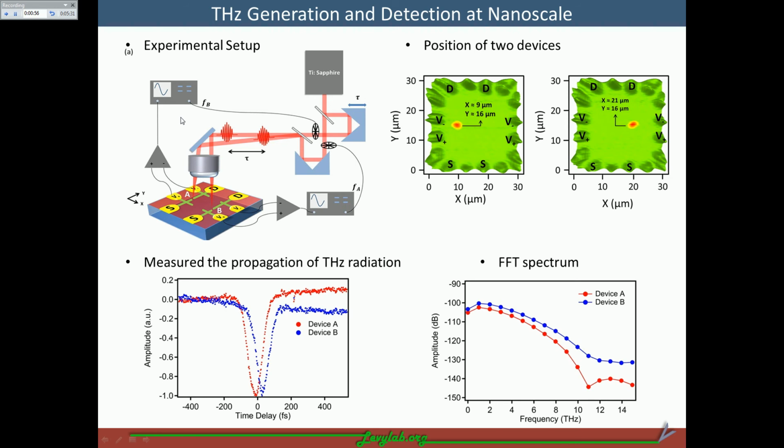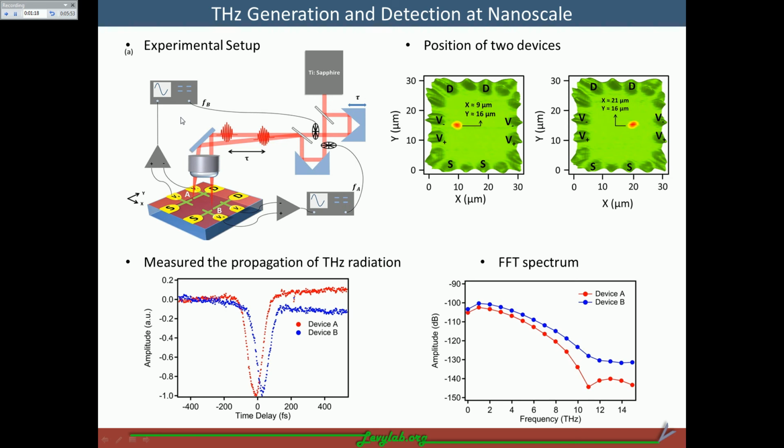And the data here shows the overlap between the scanning photoconductive image and the reflection image to confirm the position of these two devices. The separation between them is about 12 microns. And this is the data we measure in the time domain. Several features I want to point out based on this measurement. Let's take the red curve, for example.